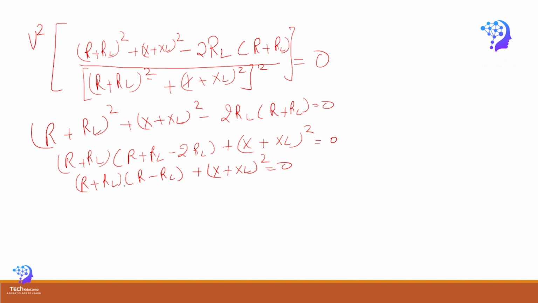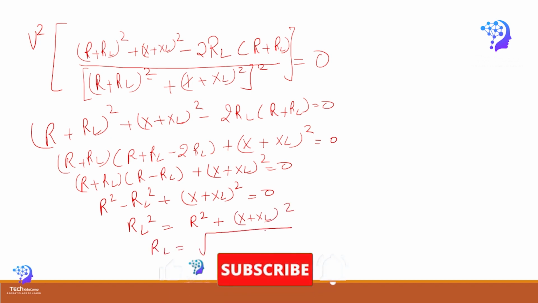Now this will be a square minus b square. We will use that formula. So it will be R square minus RL square plus (X plus XL) whole square. This will be equal to 0. And when you take everything there, it will become RL square equal to R square plus (X plus XL) square. And RL will be equal to under root of R square plus (X plus XL) square.